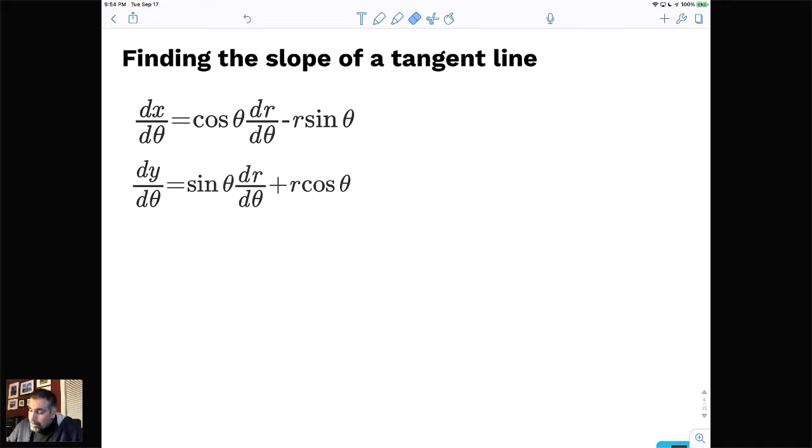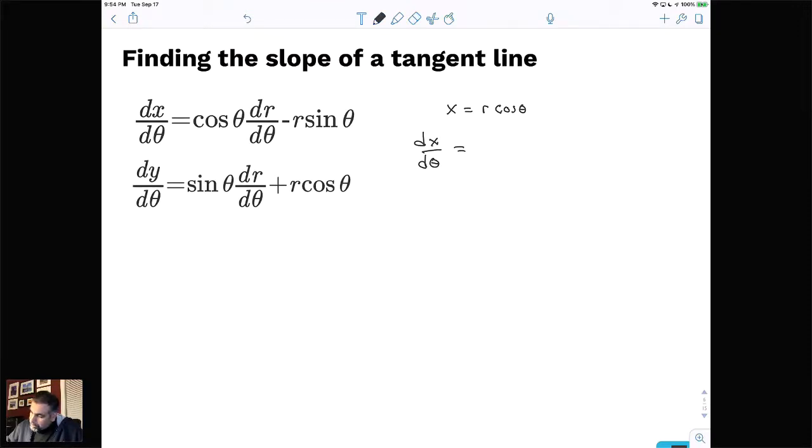These can be derived very easily if we can just remember our equations from the beginning, that x equals r cosine theta and y equals r sine theta. If we can remember these, then we can derive these two equations. Because if we take the derivative of both sides of these equations with respect to theta, this will become dx over d theta is equal to, and now we've got to set up a product rule.